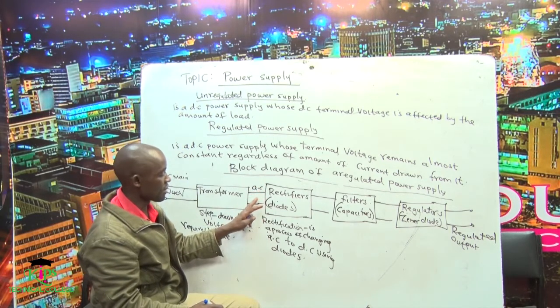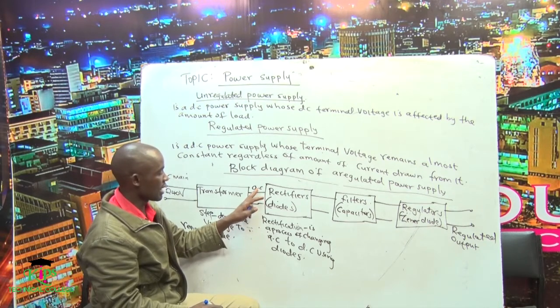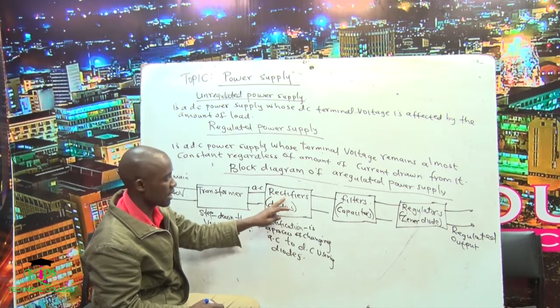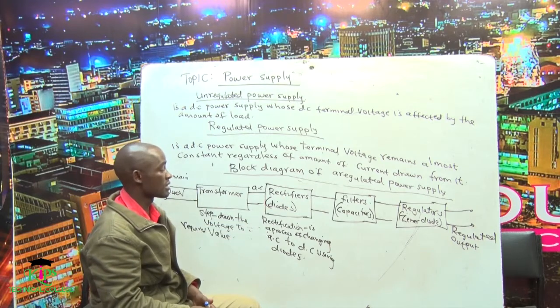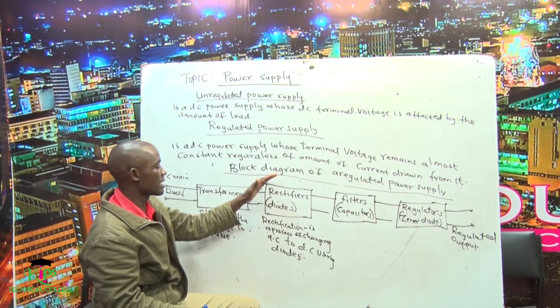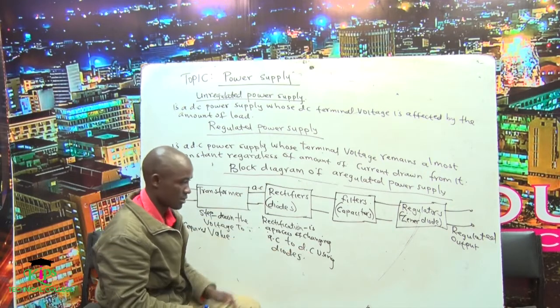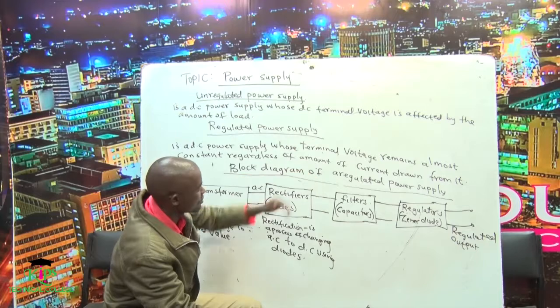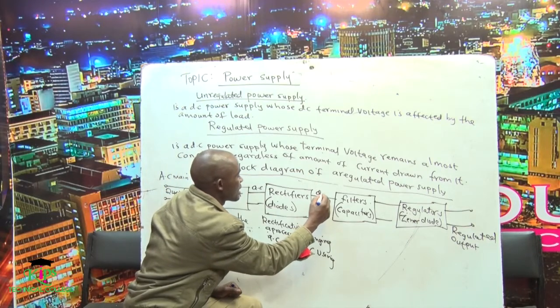AC, but of a lower value. After you have done that, you now need to pass it through a rectifier. The rectifier will push it down. The rectifier will now be able to convert this AC to DC. So once you've changed it from AC to DC, we'll be having a DC at this point.